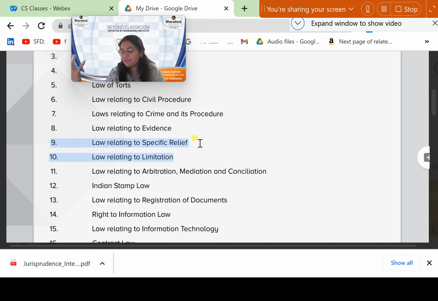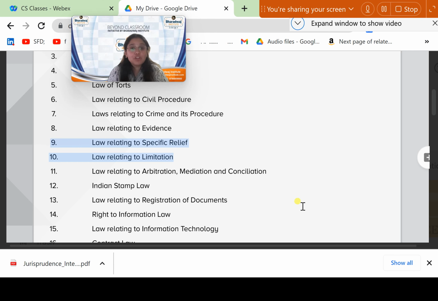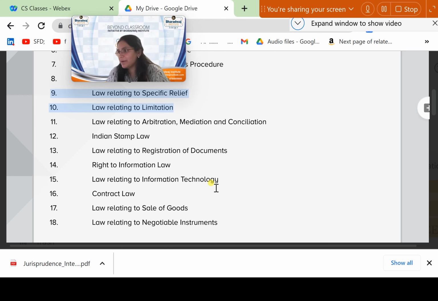What is the remedy for the offense? What is the time within which you will file a suit? These two are twin chapters. So, I am telling you the relevance of the order in which the institute has arranged the chapters. Is that clear, everybody? Arbitration is an independent chapter.